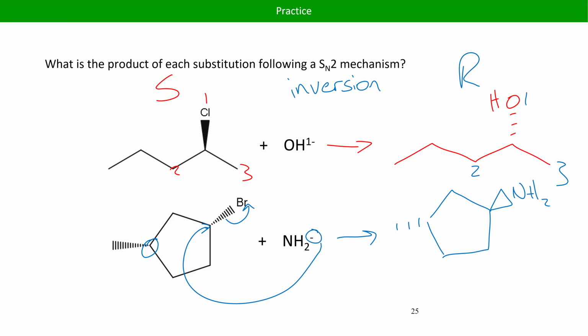And if your active carbon is not a stereo center, this doesn't matter. Because if it's not a chiral carbon, then it doesn't make a difference. You didn't start with something that's asymmetric, that's chiral, so your product won't be chiral.